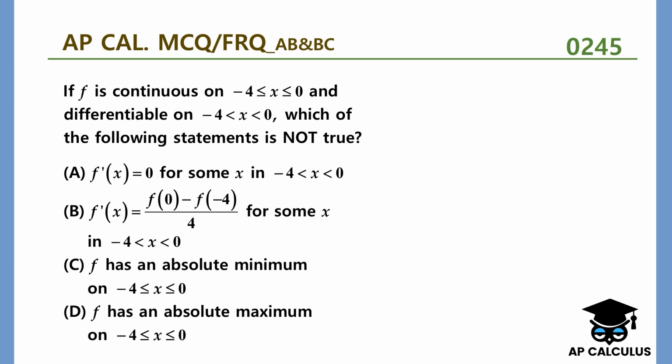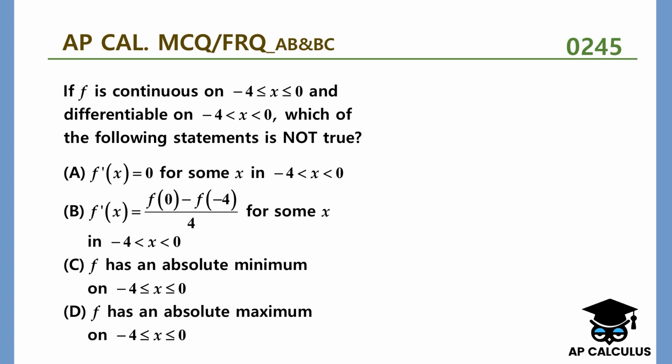Question 245. If f is continuous on this closed interval and differentiable on this open interval, which of the following statements is not true? Okay, answer choice A. F prime is equal to 0 for some x in this interval. Well, that's not always true, right? It's because if a function always increases or always decreases, then we don't have a tangent line that has a slope equal to 0.